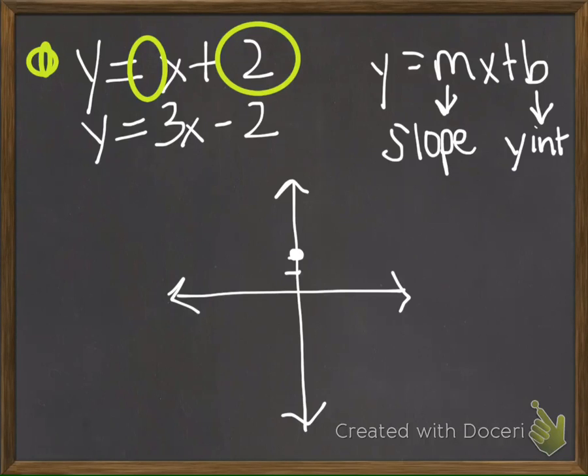So we start at the 2. We start right where we put our first dot on the y-intercept. Then we go up 1 over 1 and draw a dot. Then we go up 1 over 1, draw a dot.